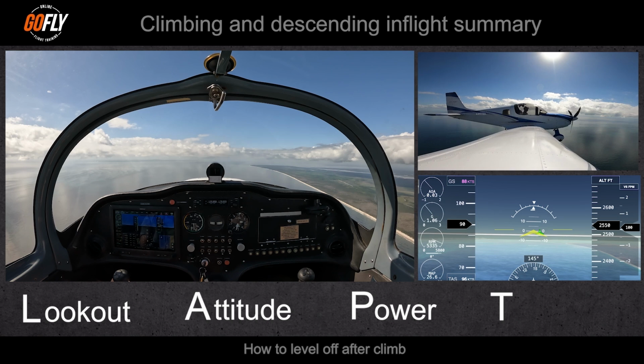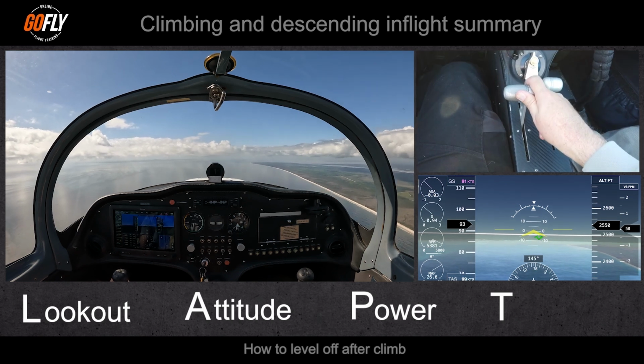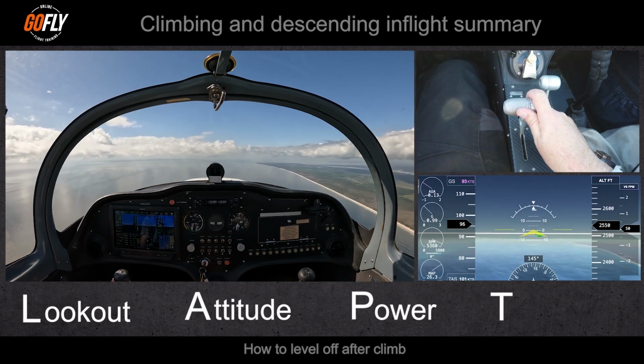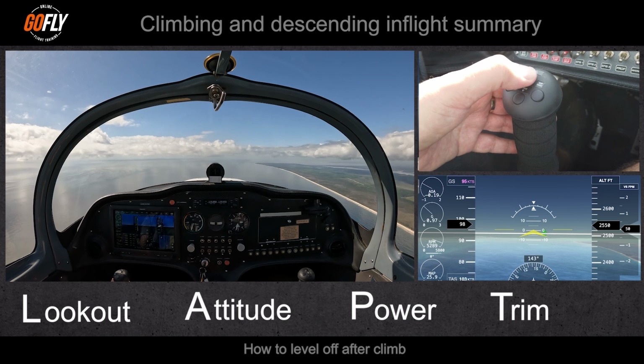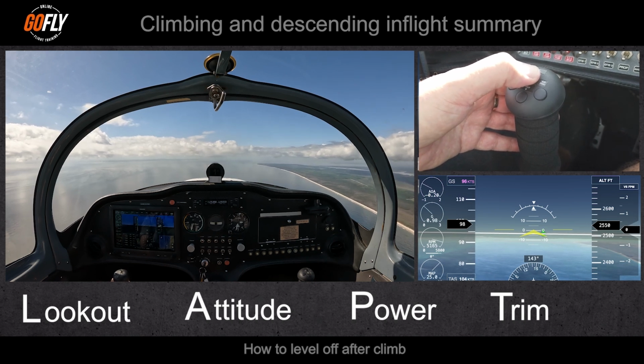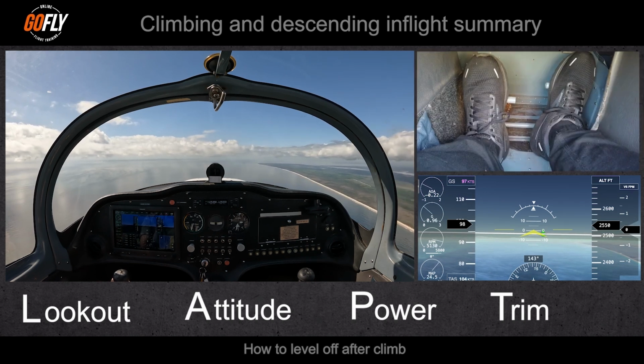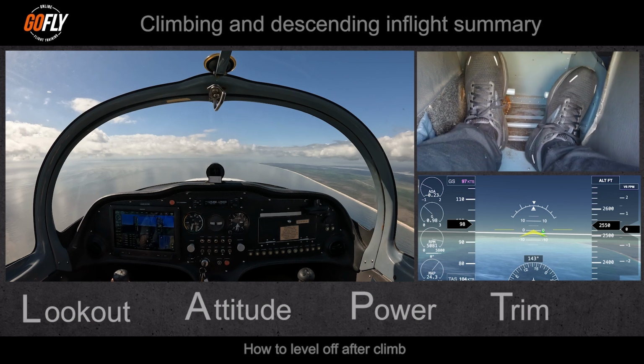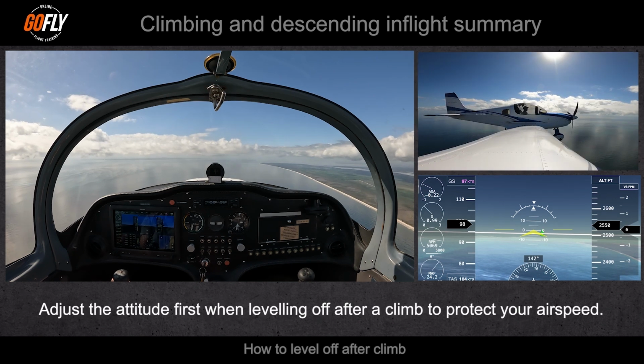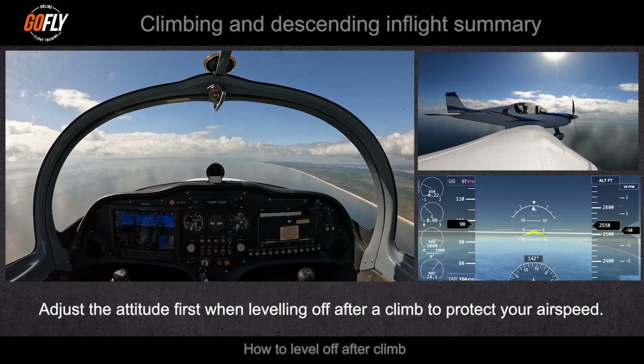P stands for power. Reduce the power to your cruise power setting. T stands for trim. Once level, trim the aircraft and then ensure the aircraft is balanced with rudder. Remember, always adjust the attitude first when leveling off after a climb to protect your airspeed before reducing power.